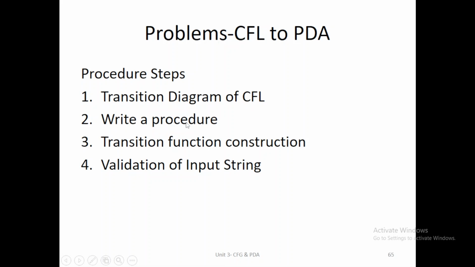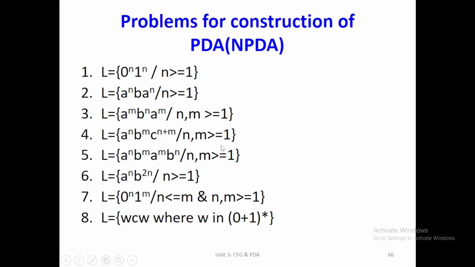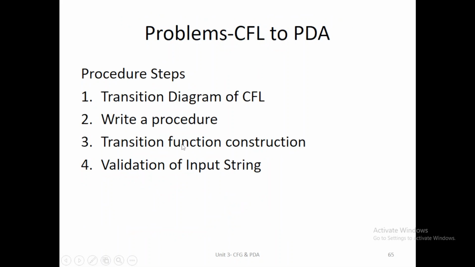Then we should write the procedure for implementing that particular portion. The procedure means in which state we should implement operations. I already told you that there are three different operations that can be performed on the stack: one is the push operation, the second is the stop operation, and the third is the pop operation. Depending upon that we write the procedure, and based upon the transition diagram and our procedure we try to write the transition function. That is the construction portion.